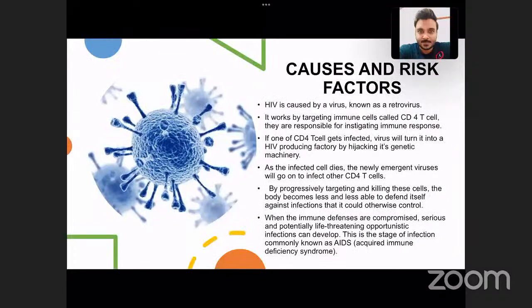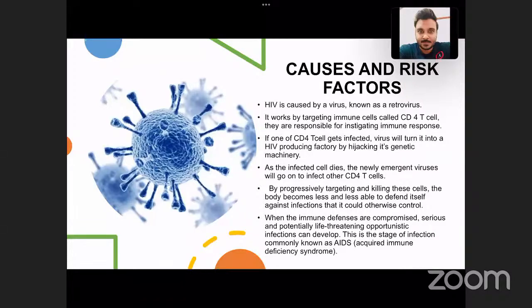Now, the causes and the risk factors. HIV is caused by a virus known as a retrovirus. It works by targeting immune cells called CD4 cells or T cells, which are responsible for instigating the immune response. If one of the CD4 cells gets infected, the virus will turn it into an HIV producing factory by hijacking its genetic machinery. As the infected cell dies, the newly emergent viruses will go on to infect other CD4 cells. By progressively targeting and killing these cells, the body becomes less and less able to defend itself against infection.